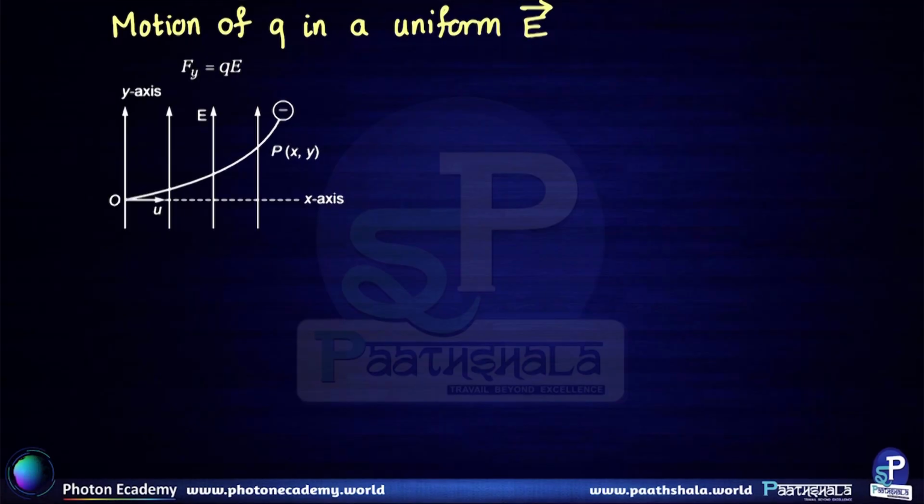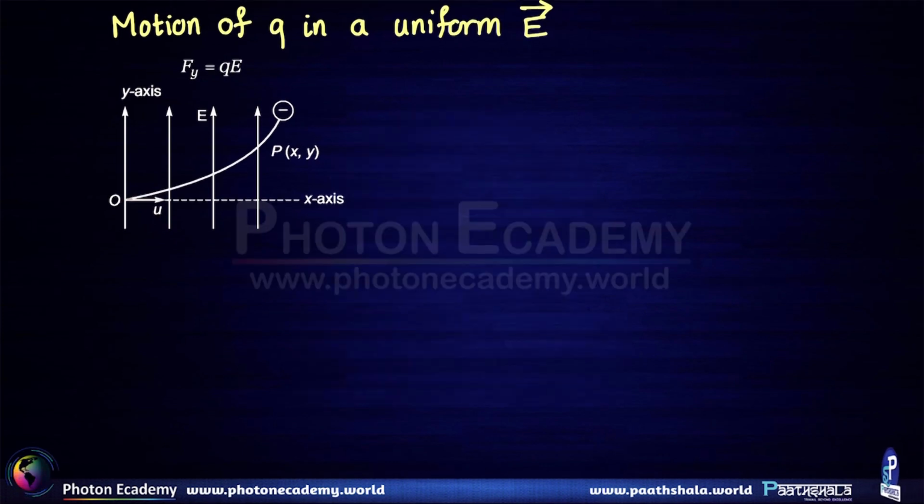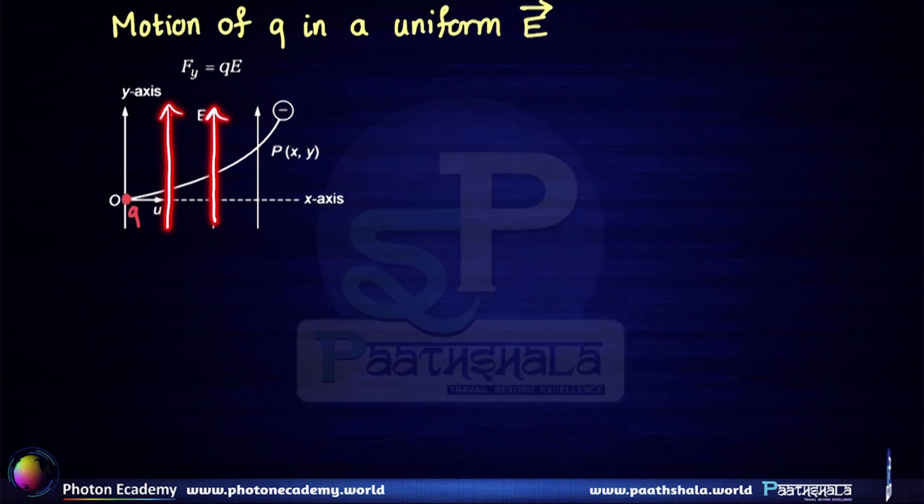Let us look at this particular situation. In this situation, from the origin, a particle has been shot along the positive x-axis with speed u. This particle has a charge plus q. This charge plus q will be affected by the presence of the electric field. The electric field points towards the positive y-axis direction.